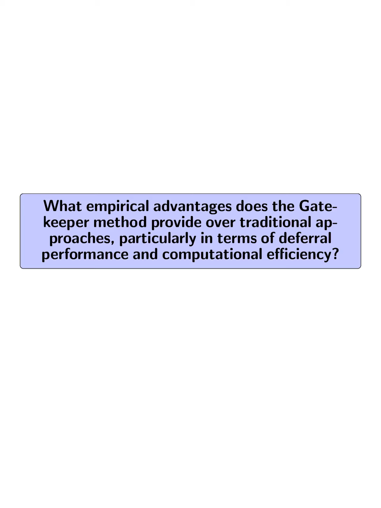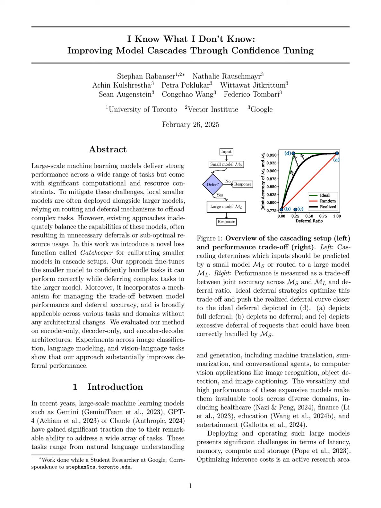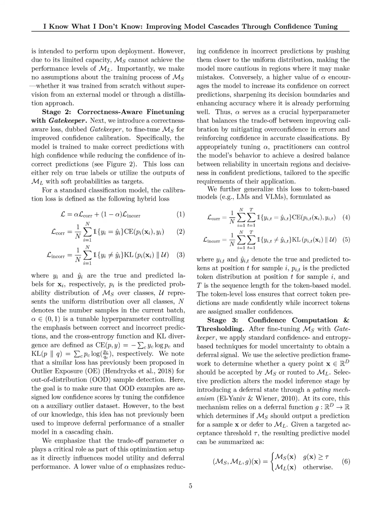What empirical advantages does the Gatekeeper method provide over traditional approaches, particularly in terms of deferral performance and computational efficiency? The Gatekeeper method provides significant empirical advantages over traditional approaches by enhancing the deferral performance of smaller models in model cascades. Specifically, it achieves this by fine-tuning the small model, m_s, to output high confidence for correct predictions and low confidence for incorrect ones, which improves the model's ability to distinguish between easy and hard examples.